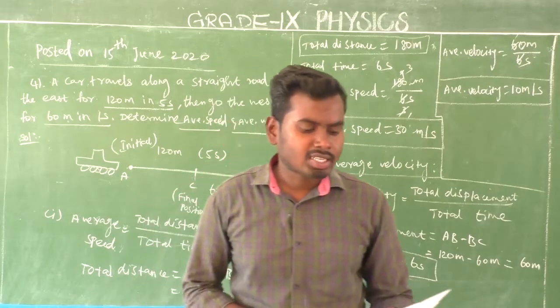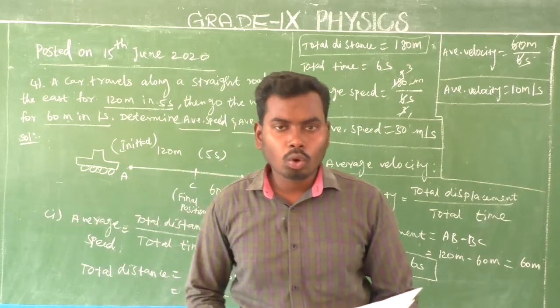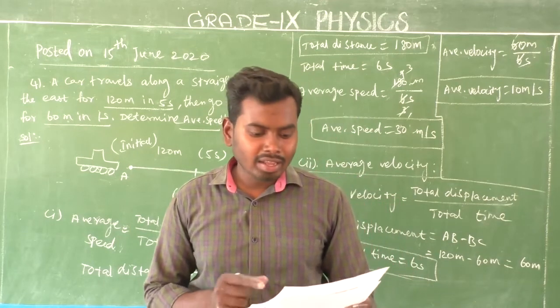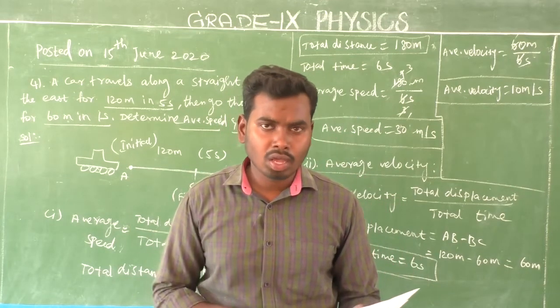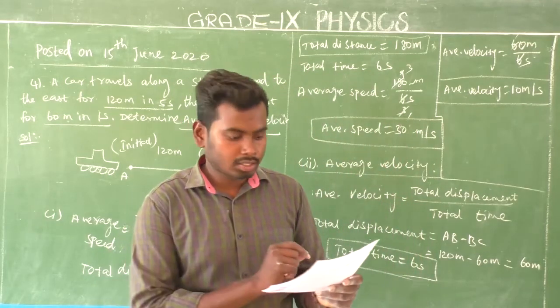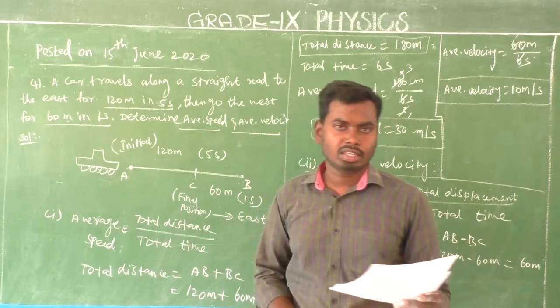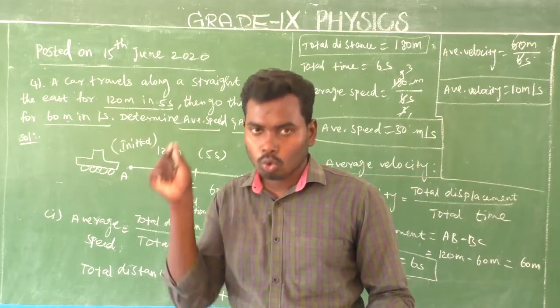Look at here. A truck driver drives 20 km down the road in 5 minutes. Then he reverses and drives 12 km back down the road in 3 minutes. So what is the average velocity? That is the question. Now I am going to write the question on the board. You look at here.